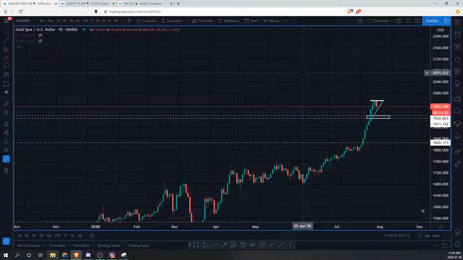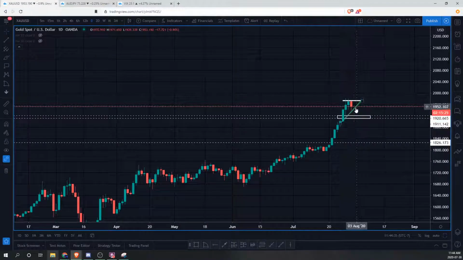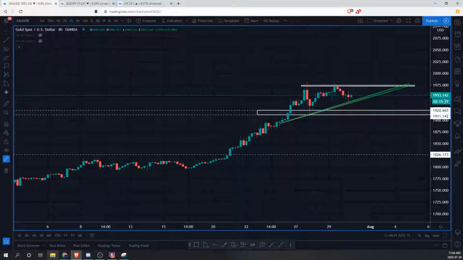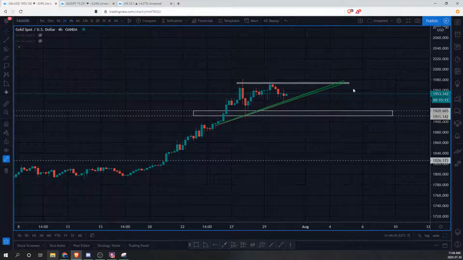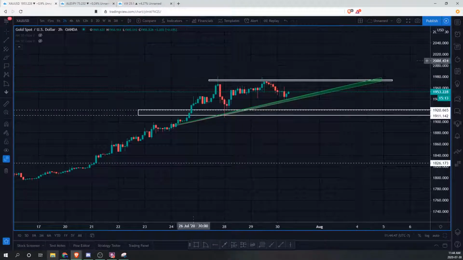So definitely, if it's going to be giving me a nice continuation pattern, I'm definitely going to be looking to trade it. But it's still a little bit too early. I'd like to see a little bit more of a formation on this before I look to gain any exposure again.